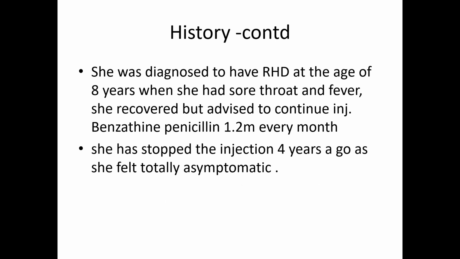When we went to the past history, she told us that she was diagnosed with some heart disease, that is rheumatic heart disease, when the papers were searched. She was advised to continue penicillin prophylaxis, that is 1.2 mega units every month. However, she stopped these injections 4 years ago, as she felt she was totally asymptomatic and did not require it.